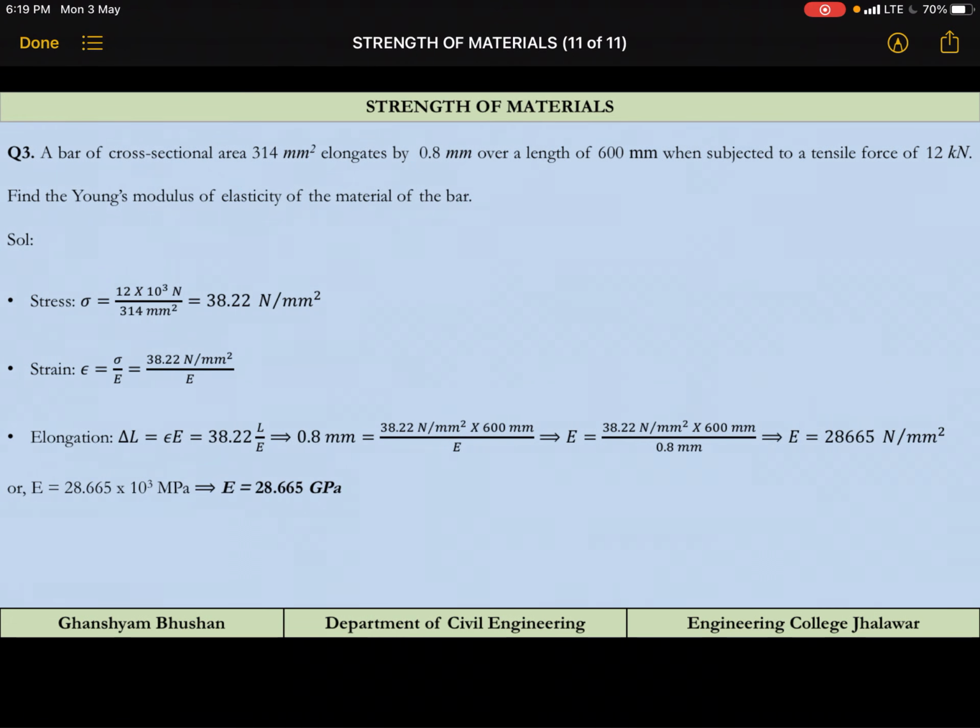So stress is 38.22, and strain will be sigma by E, so that you can also calculate. Elongation is L times epsilon, so you can put the value of epsilon as sigma by E. Sigma was given and 0.8 is the deformation. So all the values are given. So you can get the value as 28.665 GPa, or 28,665 megapascal. So 28.665 GPa it is coming out to be.